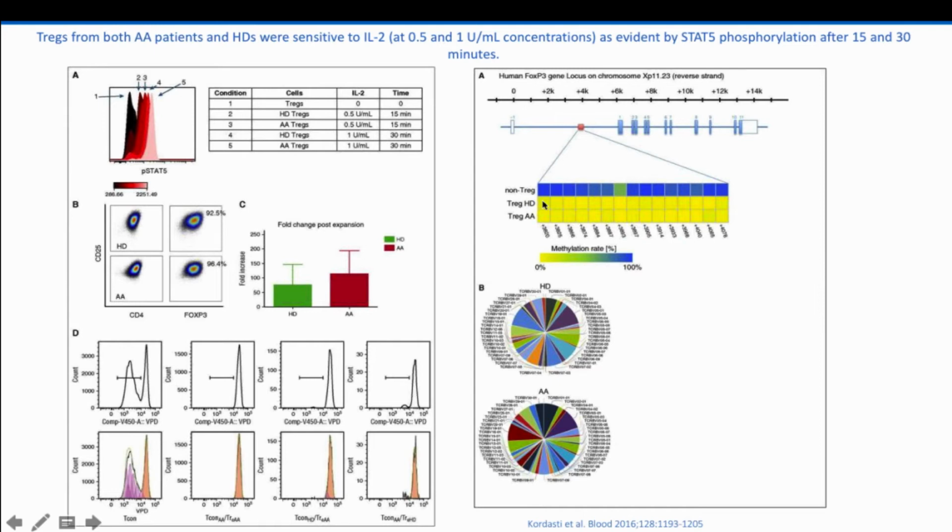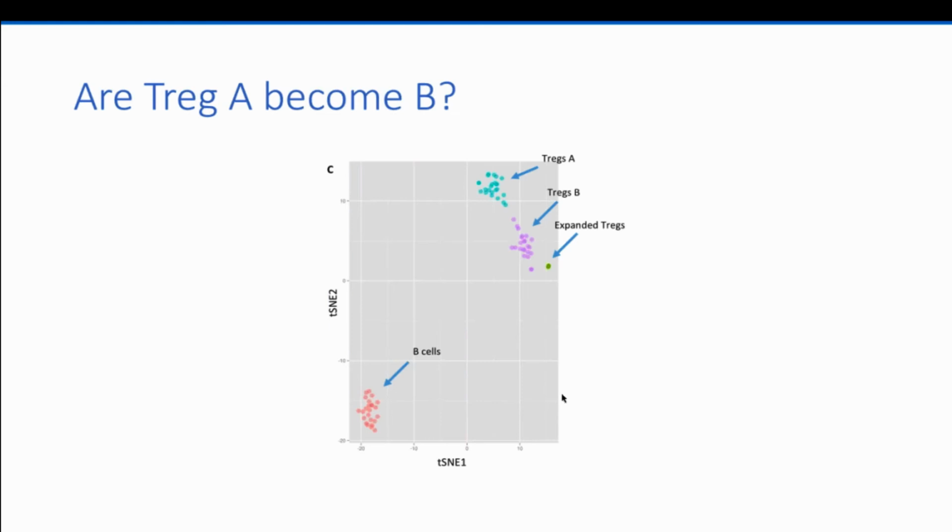Then we looked at Treg-specific demethylating region, 415 sites become demethylated, suggesting these Tregs are very much stable and they are polyclonal. But does Treg-A become Treg-B? It's possible.